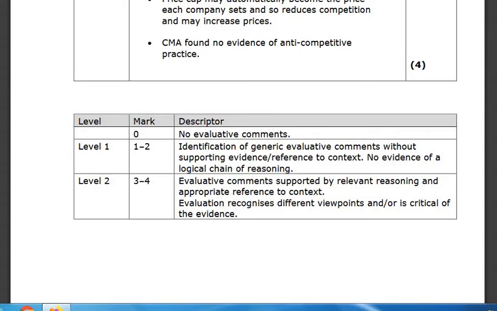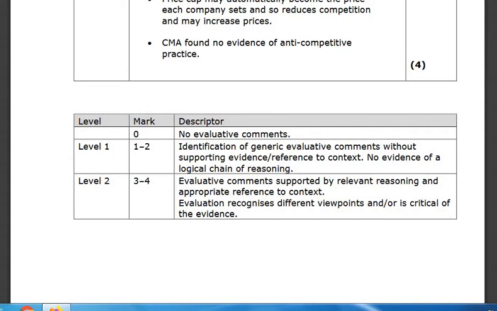So, for example, if there was a question about the effective interest rates, and you wrote about how the UK government or the Bank of England has increased interest rates over the last 10 years, well, that's generic because the Bank of England hasn't done that. It has to be realistic. The best judgments are realistic and they match the context.